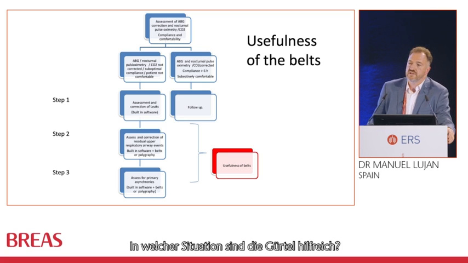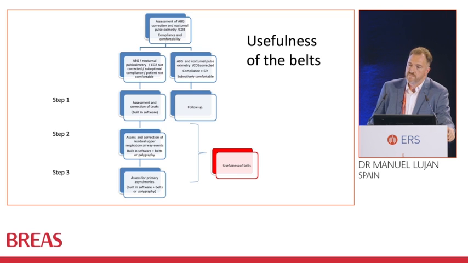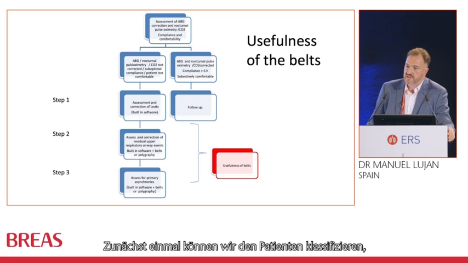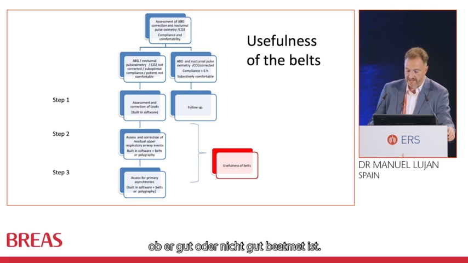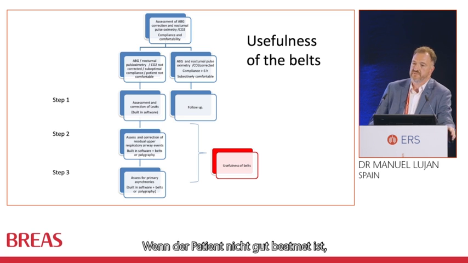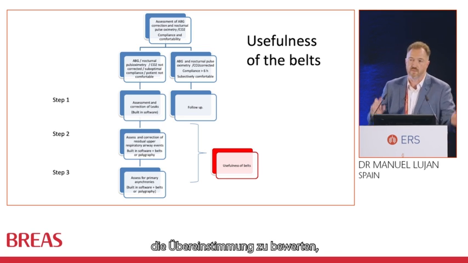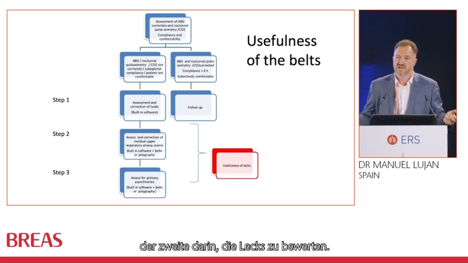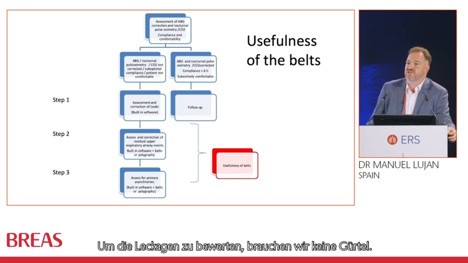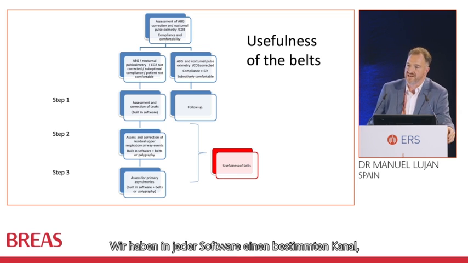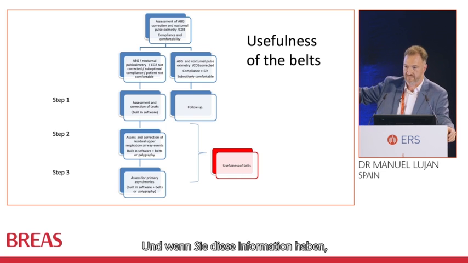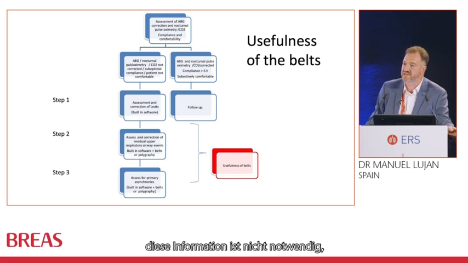What are the situations in which the belts are useful? First of all, we can classify whether the patient is well ventilated or not. If the patient is not well ventilated, the first step is obviously to assess the compliance, but the second one is to assess the leaks. Assessing the leaks clearly does not require belts. We have a specific channel in each software labeled leaks, and if you have that information, it is not necessary to work with belts.